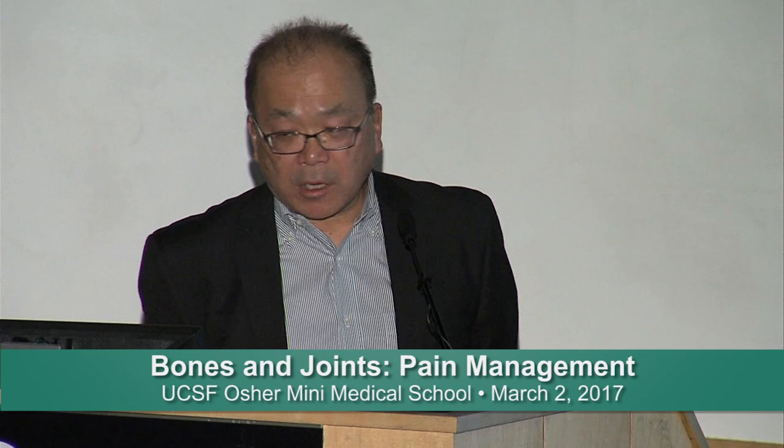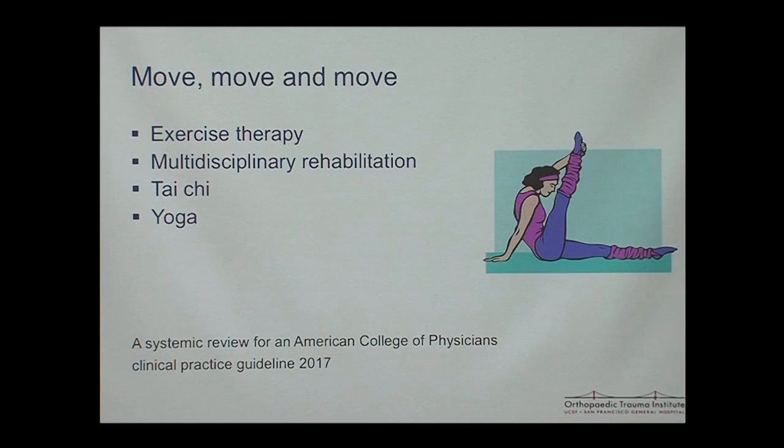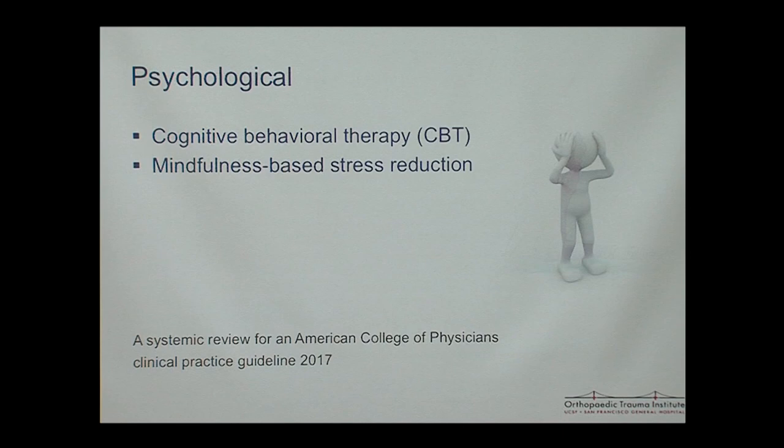Recently, the American College of Physicians Clinical Practice Guideline published in 2017 is an article review, and for exercise they recommended move, move, move. Exercise is very important, exercise therapy, multidisciplinary rehabilitation. For alternative medicine, Tai Chi and yoga are also beneficial. Regarding the psychological approach, in the same guideline, cognitive behavioral therapy, which we call CBT, or mindfulness-based stress reduction are also very helpful for chronic pain.